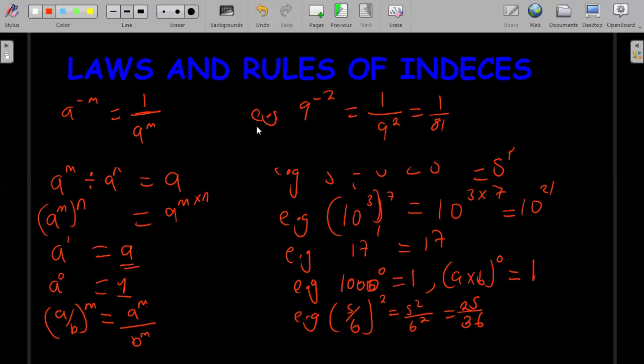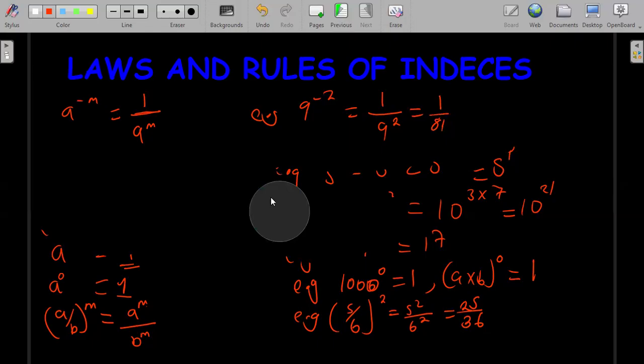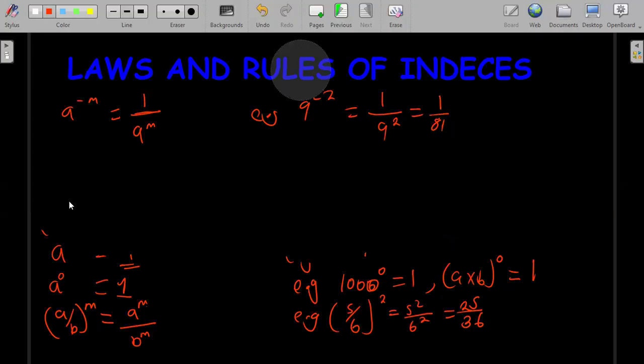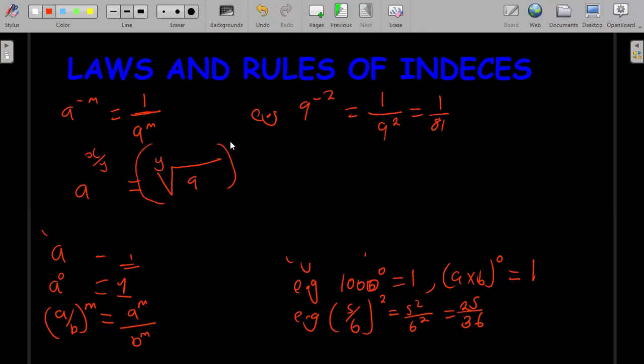Okay, so let's look at the last law for indices. You can relate indices with roots. For example, let's say we have an index which has a power as a fraction, let's say x divided by y. This can be written in this form: your y becomes a root, then the base goes inside, then the numerator becomes the power. So the denominator is the root, the numerator is the power, and the base goes inside.